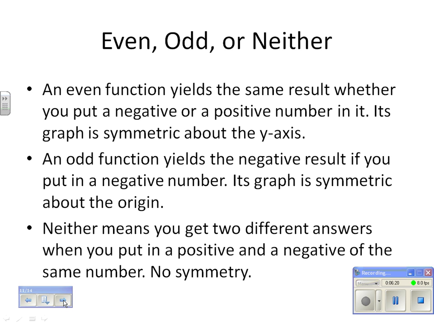Even, odd, or neither functions. A function is even if it yields the same result whether you put a negative or a positive number in it, and its graph is symmetric about the y-axis. An odd function yields the negative result if you put in a negative number, and its graph is symmetric about the origin. And then neither means that you get two different answers when you put in a positive and a negative of the same number, and it doesn't have symmetry in that case.